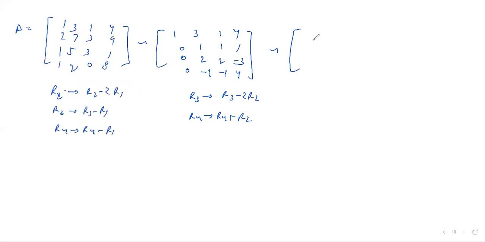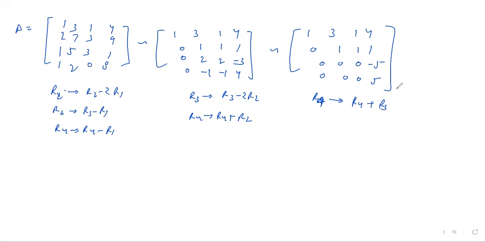Okay, so from this we will get 1 3 1 4 0 1 1 1, and this would be 0 0 0 minus 5, and this would be 0 0 0 5. Okay, now we will apply in R4, R4 plus R3. From this, we will just do it here. It would be 0. Okay, this would be 0 here.